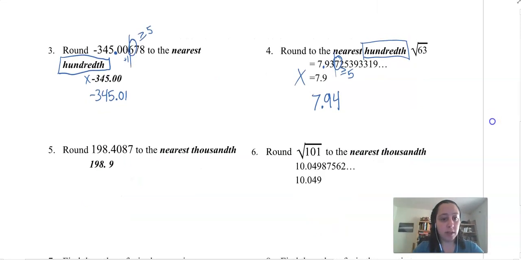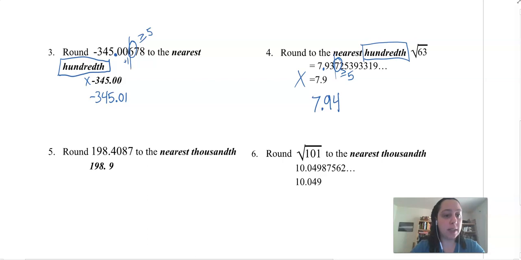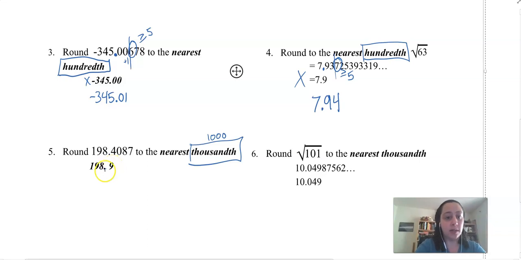Let's look at a few more examples. Round 198.4087 to the nearest thousandth. Thousandths is our key word here. Thousandths, remember that's 1,000, has 3 zeros in it. So we need 3 numbers after the decimal point. Do they have 3 numbers after the decimal point? Here's their decimal. No, it's only 1 number. So here's my decimal point. 1, 2, 3 numbers, cut it off.